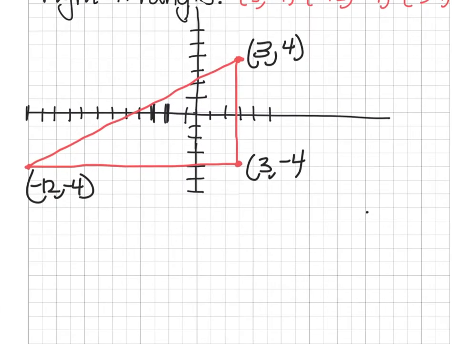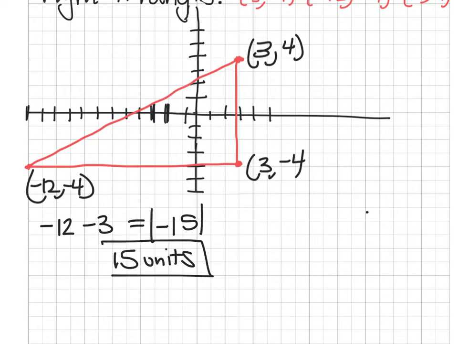There's a little formula. Whenever it is a horizontal line, you want to look at your x values. So you're going to subtract those, and you're always going to take the absolute value of that. So I'm going to do negative 12 minus 3, and that's really like plus negative 3. And I would get negative 15, but if you remember, it's absolute value, so this is 15 units. And if you counted, you can count 1, 2, 3, 4, 5, 6, 7, 8, 9, 10, 11, 12, 13, 14, 15.